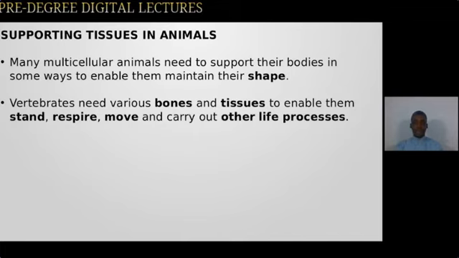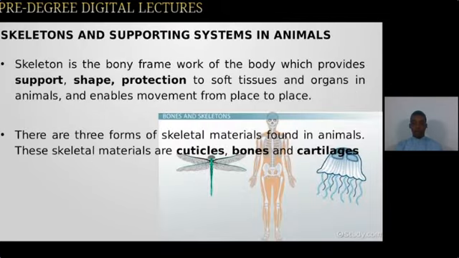Like plants, supporting tissues help maintain shape, and the group called vertebrates have developed bones in addition to the tissues. These bones help them to stand erect, move, respire, and carry out other life processes. So we'll see how supporting tissues will help in other processes of life. In animals, the supporting tissues work hand in hand with skeletons. That's a bony framework of the body that provides support, shape, and even protection.